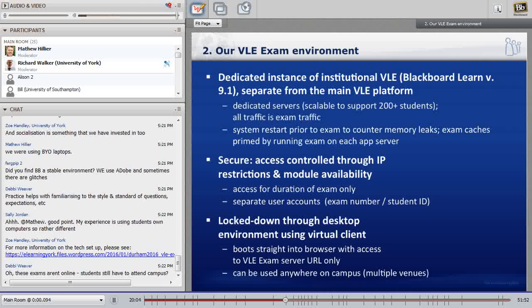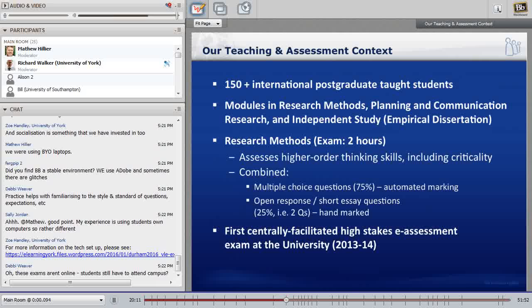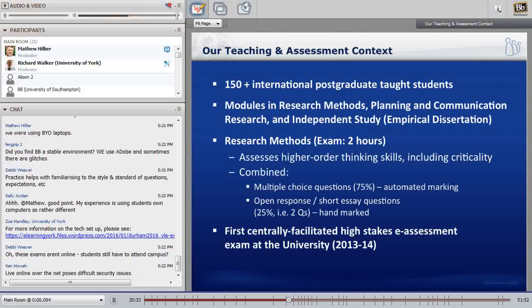Okay, let's move on then, to our teaching and assessment context. What our testing was focused on was a two-hour research methods examination, which was part of these core modules that the language students need to take. 75% of the exam consisted of multiple choice questions, which were automatically marked. But I think the novelty in what we were doing was also to introduce for the 2013-14 cohort a quarter of the question set of open response questions.